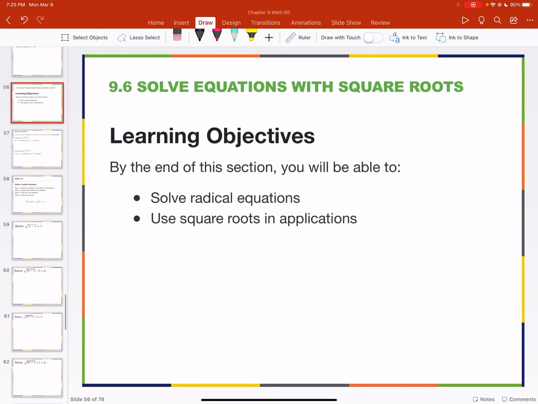Hello, welcome to 9.6, which is actually the last section of the course. So that's very exciting. Congratulations, you've made it this far. We're continuing with square roots. We're just going to solve equations with square roots.